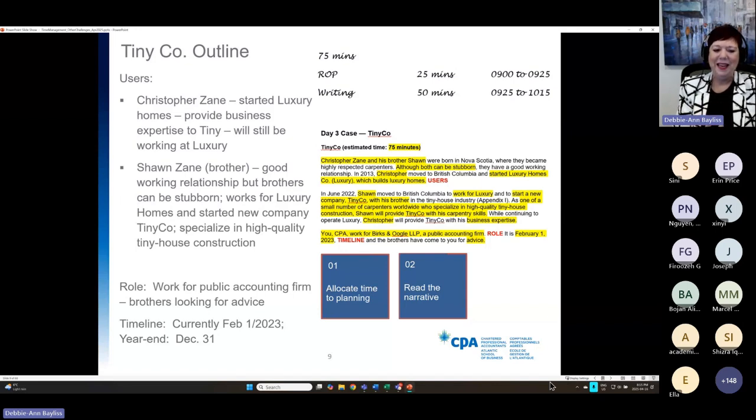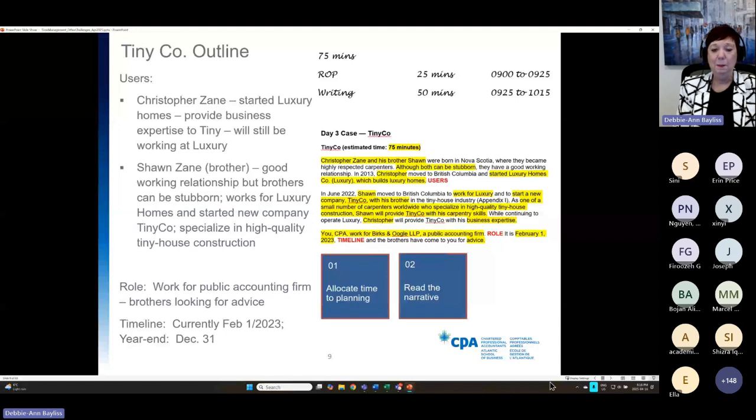Role. So again, I am an external, and that just determines the voice that I use when I write my response. Timeline, okay, so it's February and year end is December 31st.